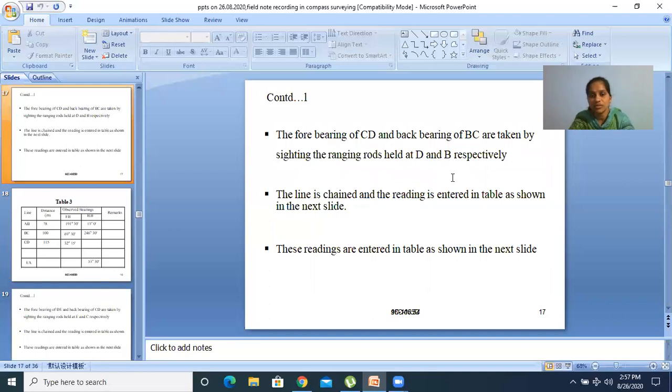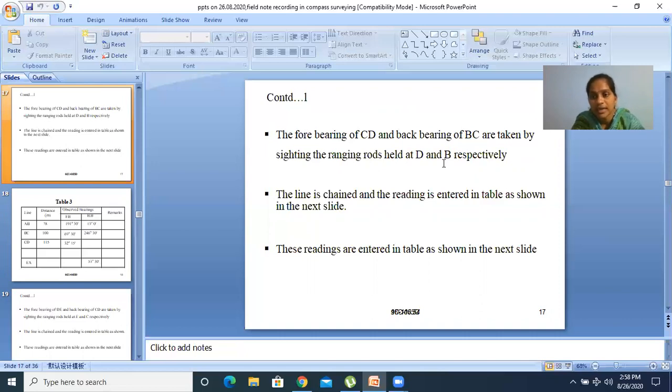After B station, what is the next station? C station. So you can shift your instrument to the C station. After shifting, you can center it and level it. After centering and leveling, the fore bearing of CD and the back bearing of BC are taken by sighting the ranging rods held at D station and B station respectively.